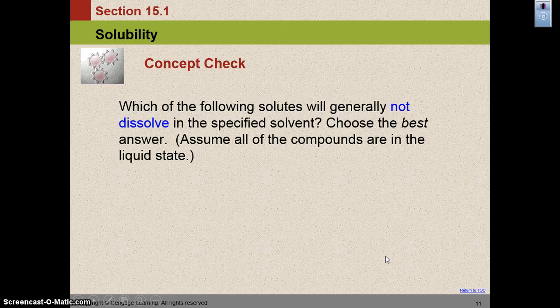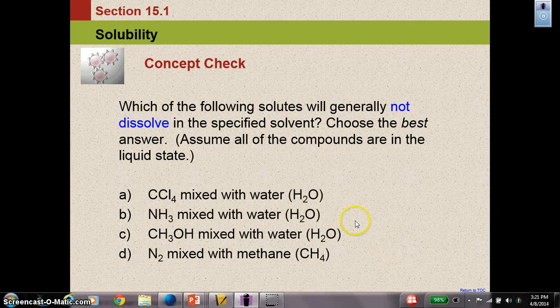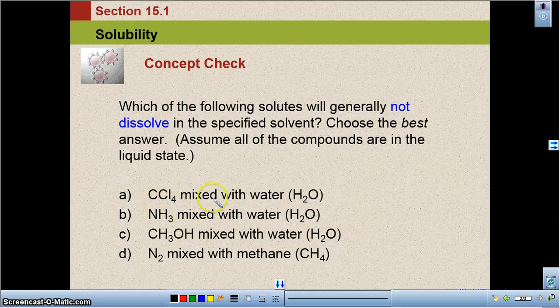So which of the following solutes would generally not dissolve in the specified solvent? Choose the best answer. Assume all the compounds are in the liquid state. Remember also that like dissolves like. So let's just look and see what's polar and what's not. So we start by looking at the CCl4 and water. Well, we know that water is polar. Let's just put a P here for polar.